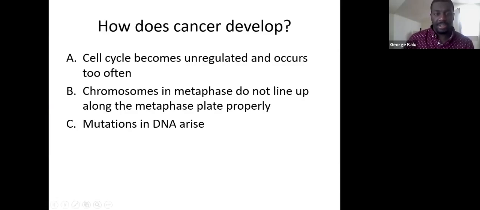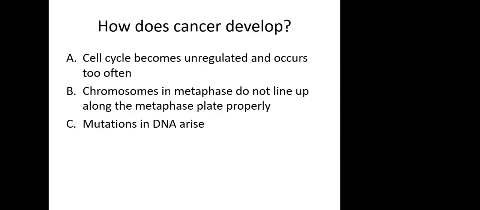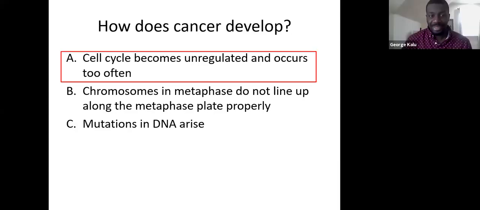So we got A, the cell cycle becomes unregulated and occurs too quickly or too often. B, chromosomes in metaphase do not line up properly along the metaphase plate. Or C, mutations in DNA arise. What do we think? So I'm seeing a combination of A's and C's. The main answer is A.